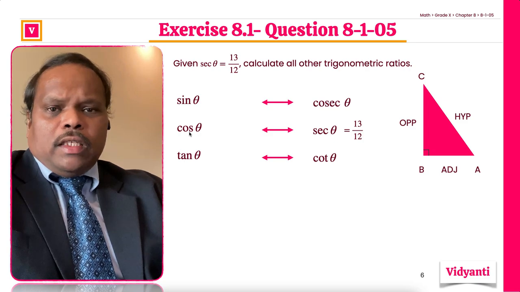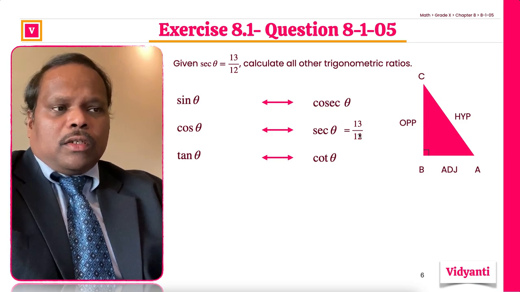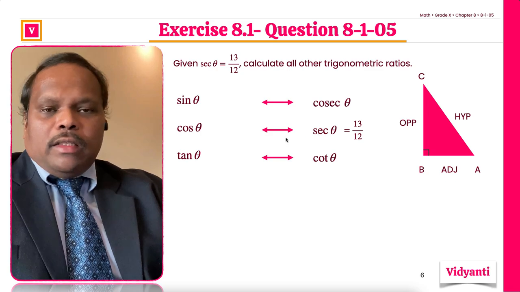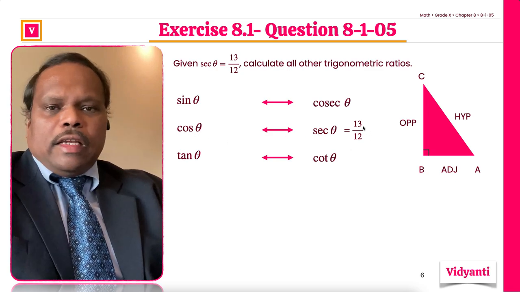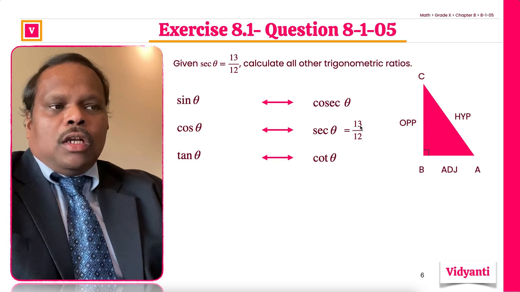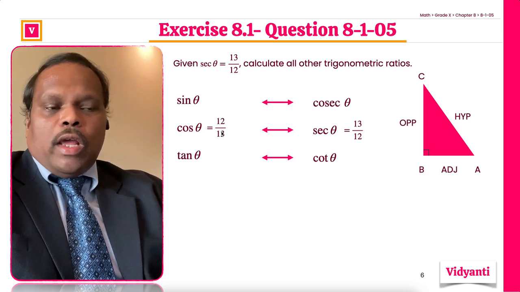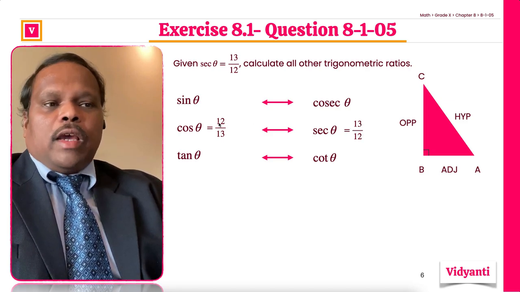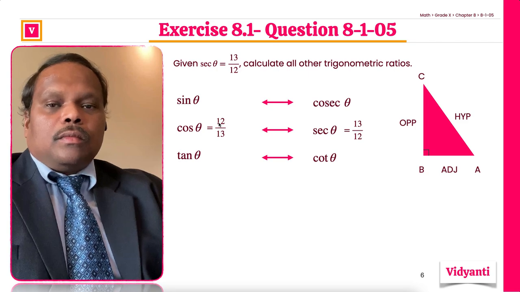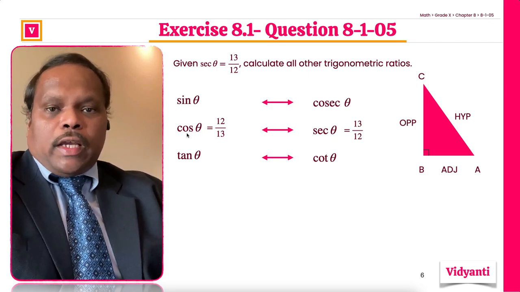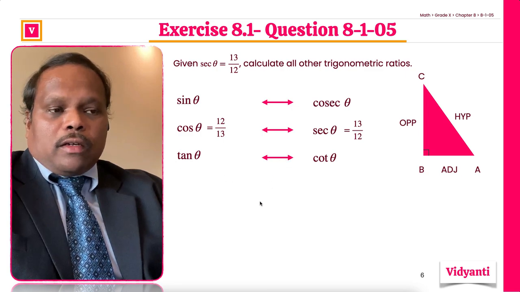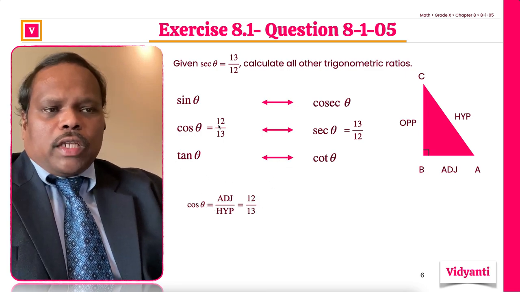Well, cosine theta I can do without much calculation because we know that these two are related by a reciprocal relation. So 1 divided by this will be cosine. All I have to do is simply flip this ratio. Instead of 13 by 12, it will be 12 by 13 because they are reciprocal. 1 divided by 13 over 12 is the same as 12 divided by 13, and that will give me cosine theta very easily.